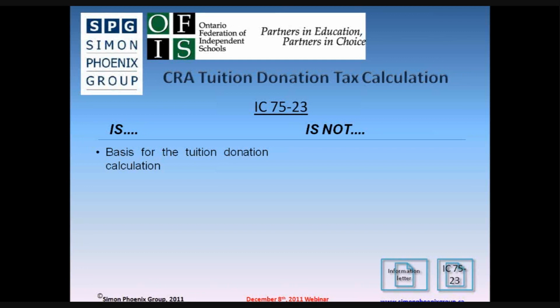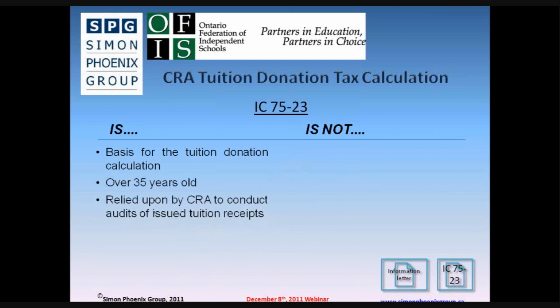Faith-based independent schools in Canada, who are also registered charitable organizations, are able to issue donation receipts for a certain portion of tuition fees paid. The purpose of today's webinar is to explain a little bit about that process and to provide hopefully some practical examples. Given that it was written in 1975, it's a fairly old document.